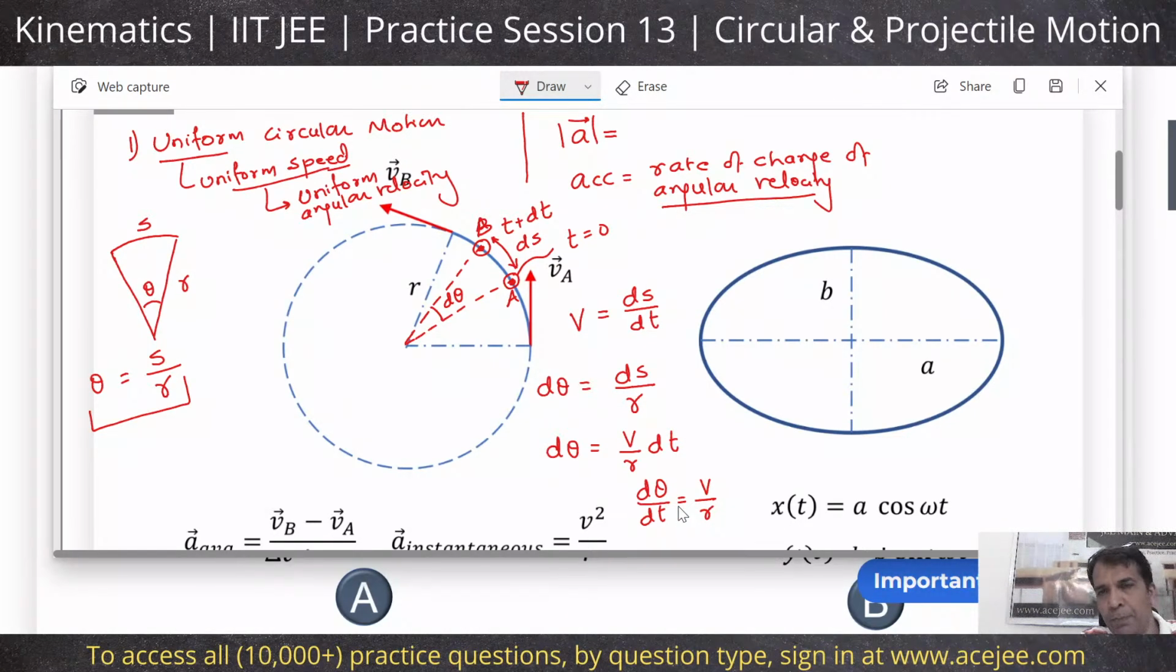What is v again? V is the linear speed. I'm not talking about the velocity, which is a vector quantity. I'm talking about speed, which is a scalar quantity. So we have d theta by dt equals v by r.